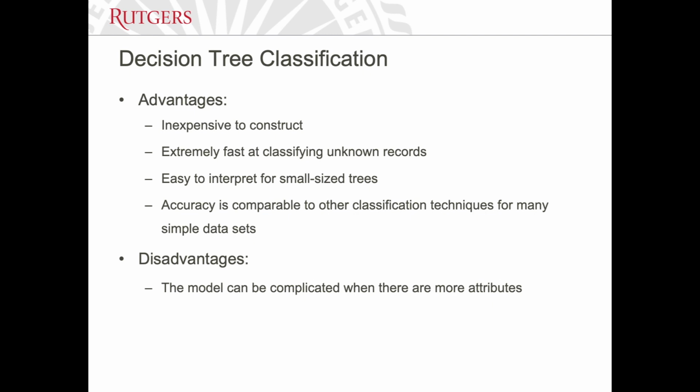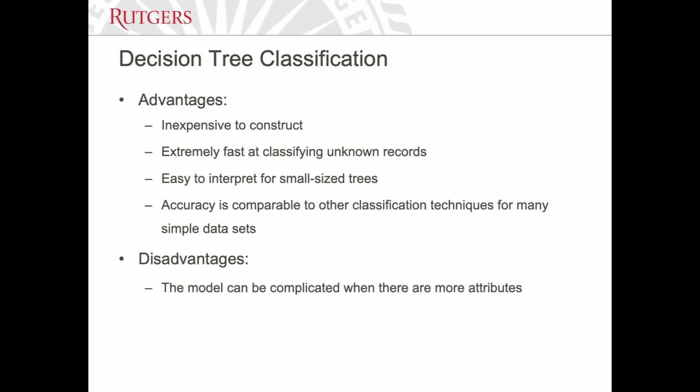However, the tree could get complicated when you have more attributes. So if you are dealing with a dataset with many attributes, we usually consider performing feature selection to identify the relevant attributes before constructing a decision tree.